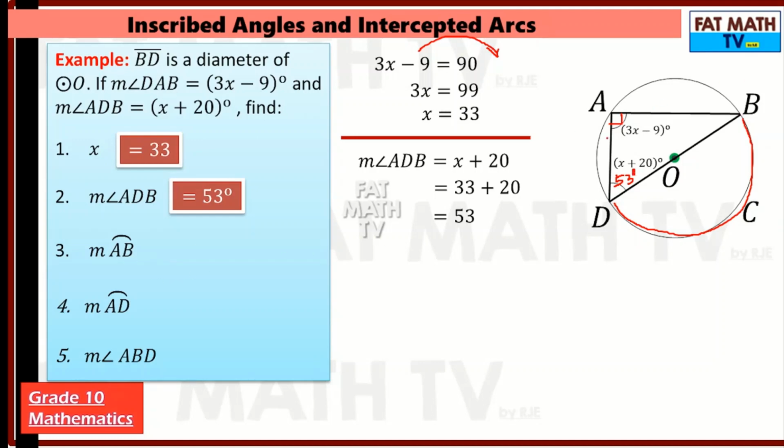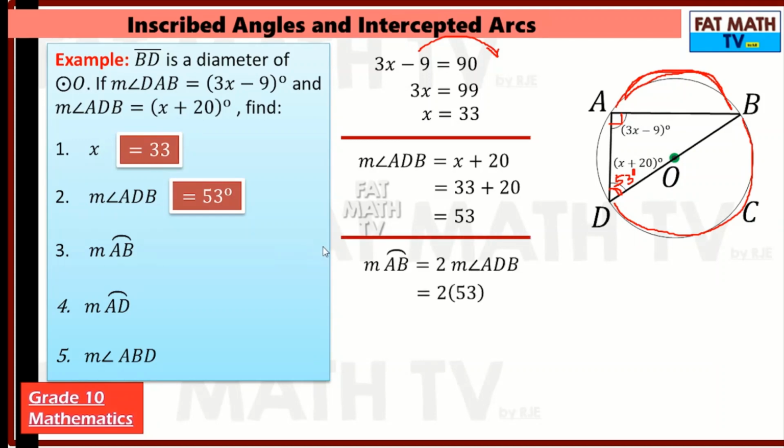Measure of arc AB. Arc AB is the intercepted arc of angle ADB. So that is twice the measure. So 2 times 53. Because this is 53, the inscribed angle. So the intercepted arc is twice. So 106 degrees.